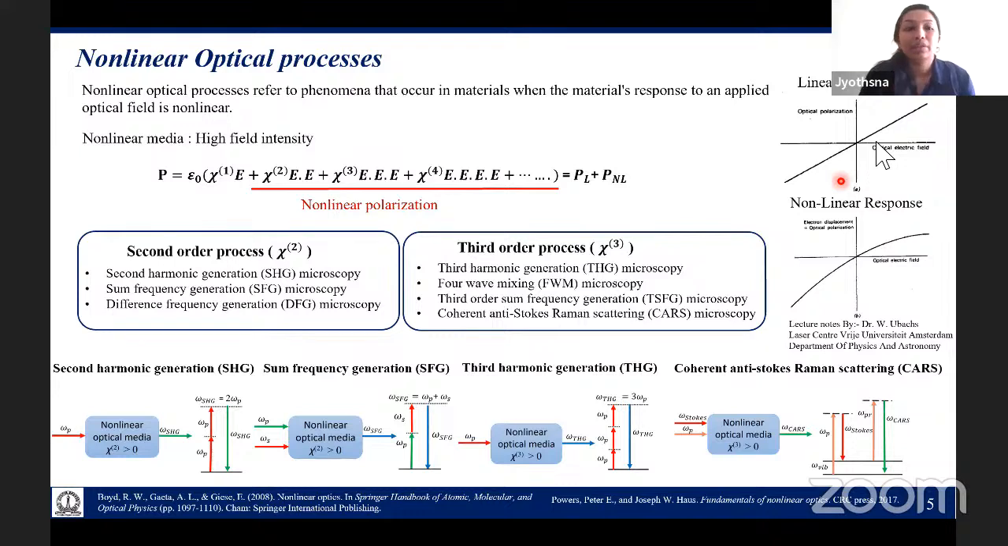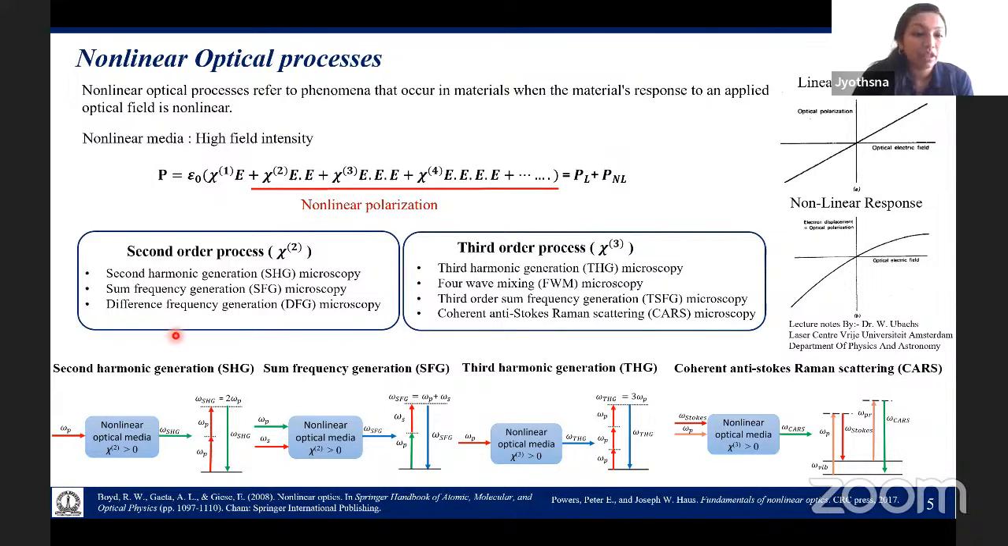Let me briefly explain what a nonlinear optical process is. Nonlinear optical processes refer to phenomena where the material behaves nonlinearly with respect to the applied electric field. This happens when we apply a high field intensity onto a sample which has a strong nonlinearity. Polarization varies nonlinearly with respect to the applied electric field, which results in electromagnetic radiation at a shorter wavelength. The processes can be divided into second order processes and third order processes.